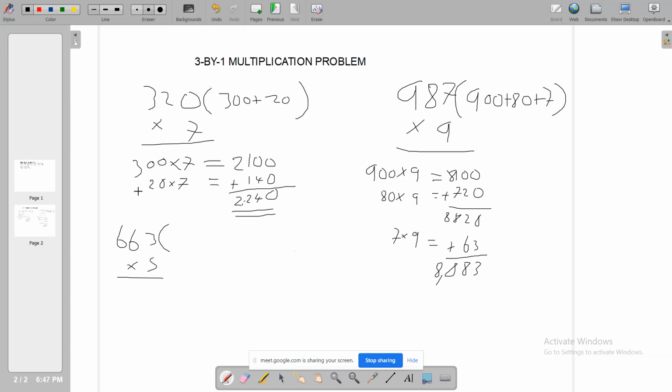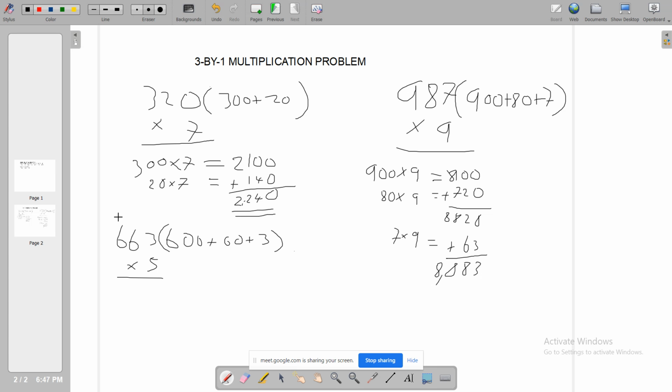So the first thing is we need to break down this. Which is what? Who can tell me? You need to write 600 plus 60 plus 3. Okay, 600 plus 60 plus 3. So you go down.